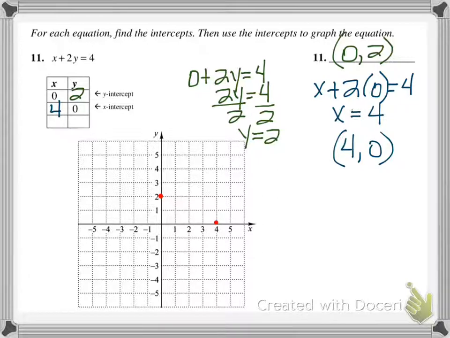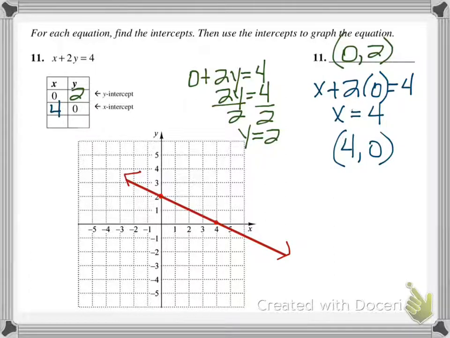and now I'm going to draw my line, and put my arrows on the end. And there's my line. So that's how you can use intercepts to help you graph.